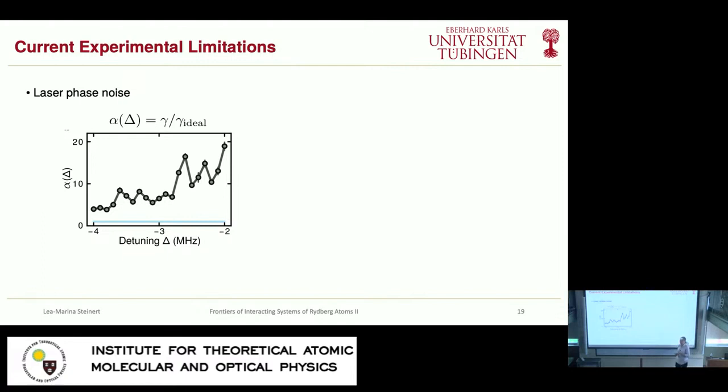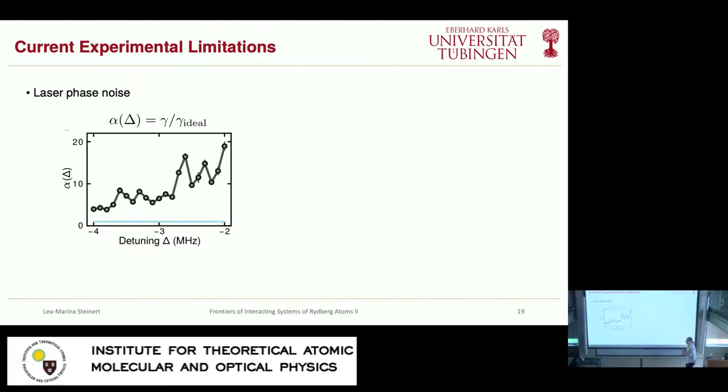One major reason is the phase noise of our excitation laser, which you can understand as follows: if you go detuned from resonance, you have incoherent resonant excitations due to the phase noise of the excitation laser. And this is actually what we measured in this plot. We kept the Rabi coupling fixed, changed the detuning from the resonance, and measured the Rydberg dressed lifetime, and plotted the ratio between the expected Rydberg dressed lifetime and the measured one. And we see that we actually are a factor of 20 worse.